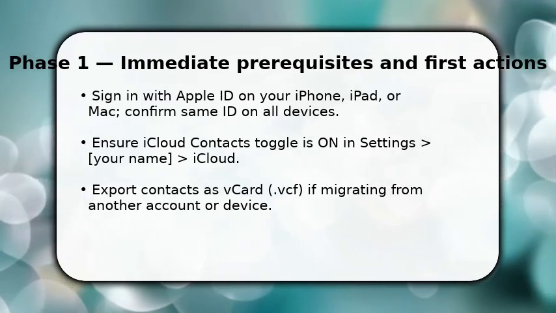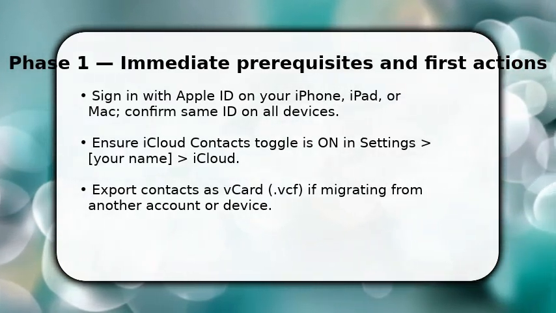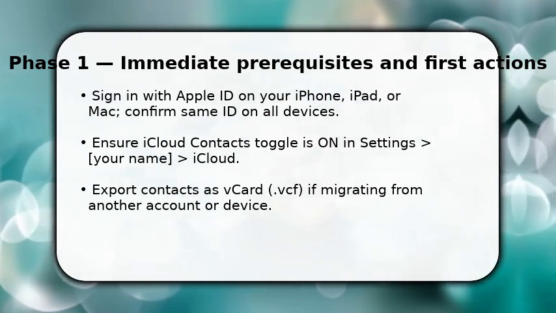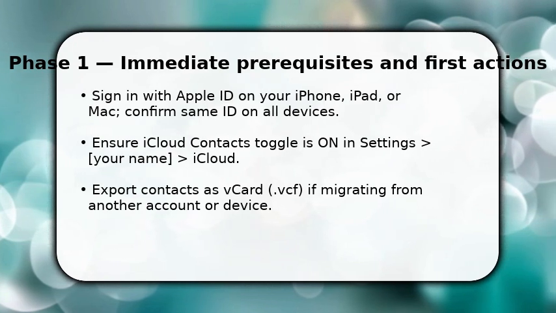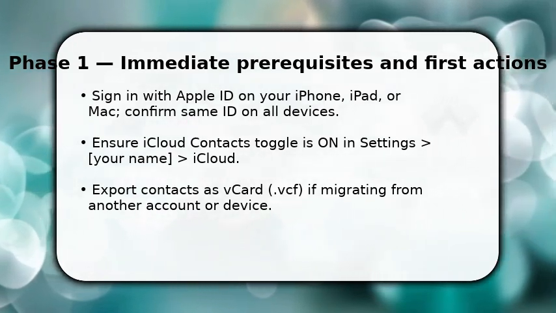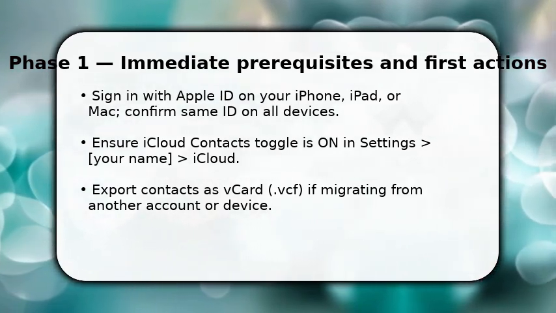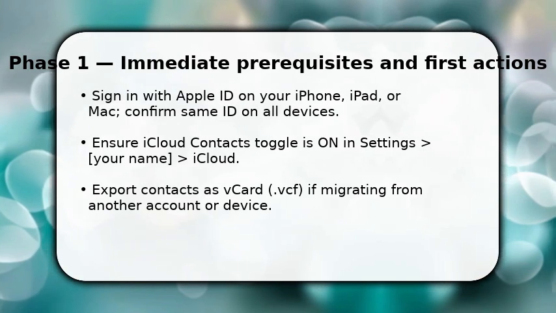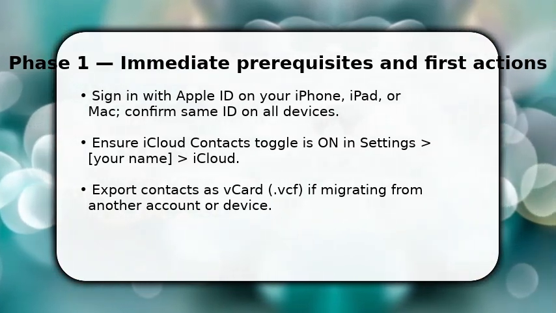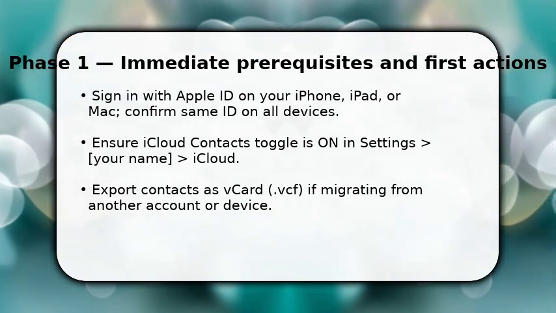You'll start by getting prerequisites in place. Sign into your Apple ID on each device and make sure iCloud Contacts is enabled. Once done, export any contacts you're bringing from another service as a vCard file, because iCloud imports VCF reliably. Now, open Settings on iOS or System Settings on macOS and confirm the Contacts Sync toggle is on. This connects local contacts to iCloud. This step prevents duplicates and ensures future edits.